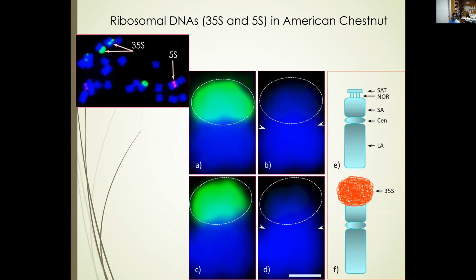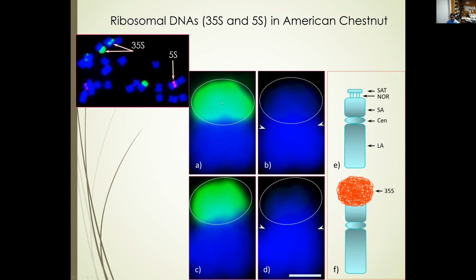Here, as I said, I'll be talking about the 35S organization and DNA composition in the satellite. This slide shows the chestnut chromosomes, 24 chromosomes, with one major 35S locus, one minor, and one 5S locus. This is an enlarged image of the major locus. If you see, the short arm and the satellite is very small, and it's completely covered by an enormous amount of fluorescent green signal.